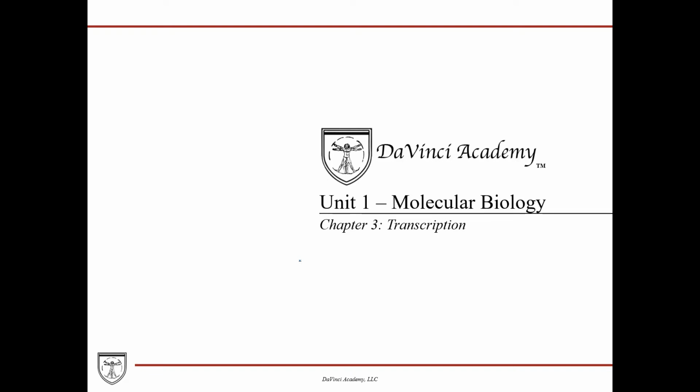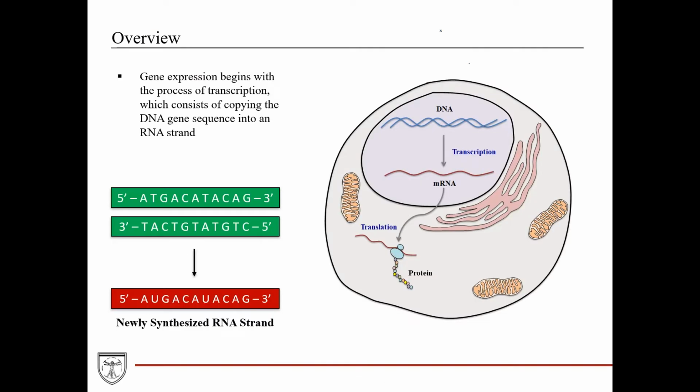Alright, so this is the third lecture of the molecular biology unit, and in this lecture we're going to be talking about transcription. So gene expression begins with the process of transcription, which is copying the DNA into an mRNA strand. And then the mRNA strand leaves the nucleus and comes down here and is translated by the ribosome in the cytosol into the protein sequence.